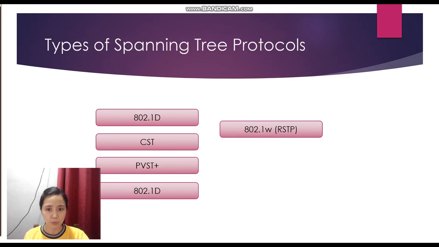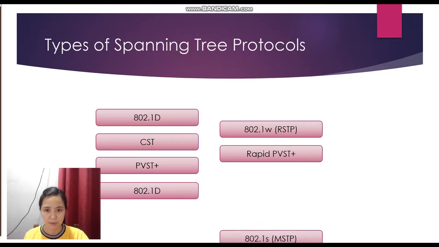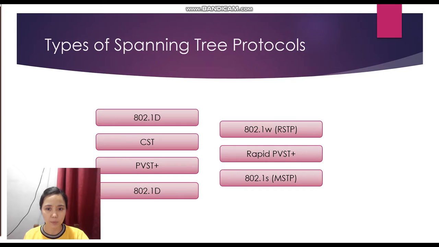The 802.1w, or RSTP, improves convergence by adding new roles to ports and enhancing BPDU exchange. Rapid PVST+ is Cisco's enhancement of RSTP using PVST+. And the 802.1s MSTP is where multiple VLANs can have the same spanning tree instance.